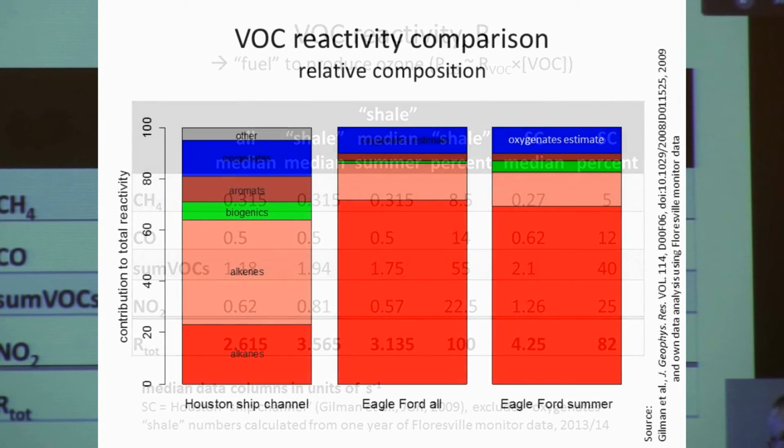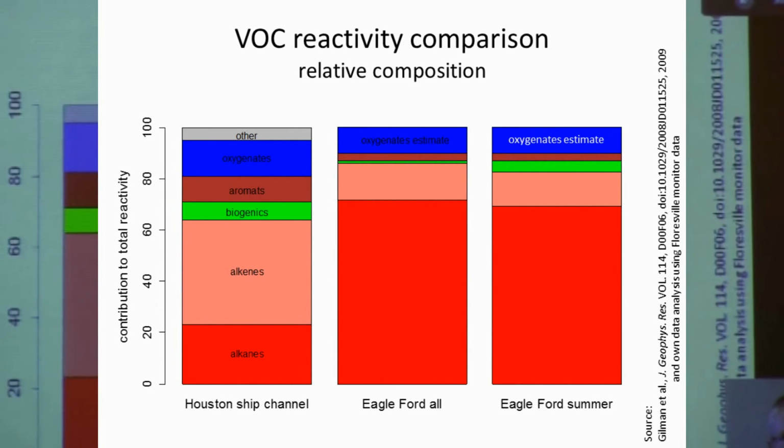However, the composition, of course, is much different. In the Houston Ship Channel, most of the activity is driven by alkenes. That is the left bar here. Note that these are not absolute, but relative compositions I'm plotting here.